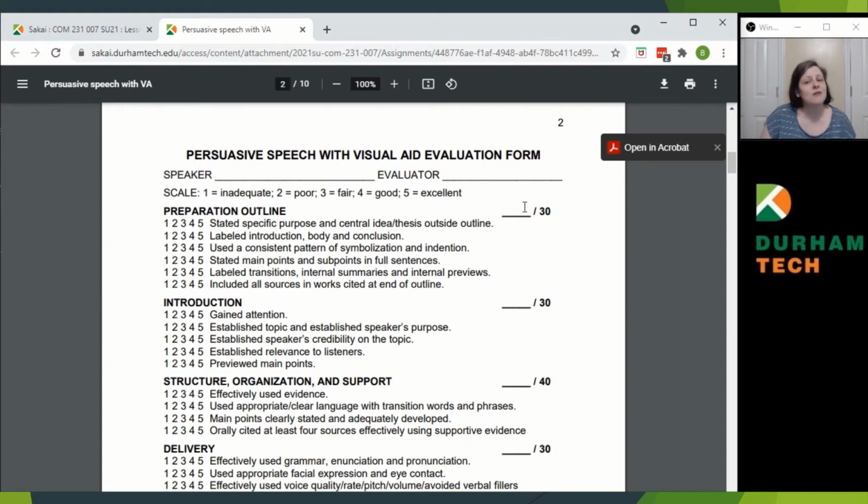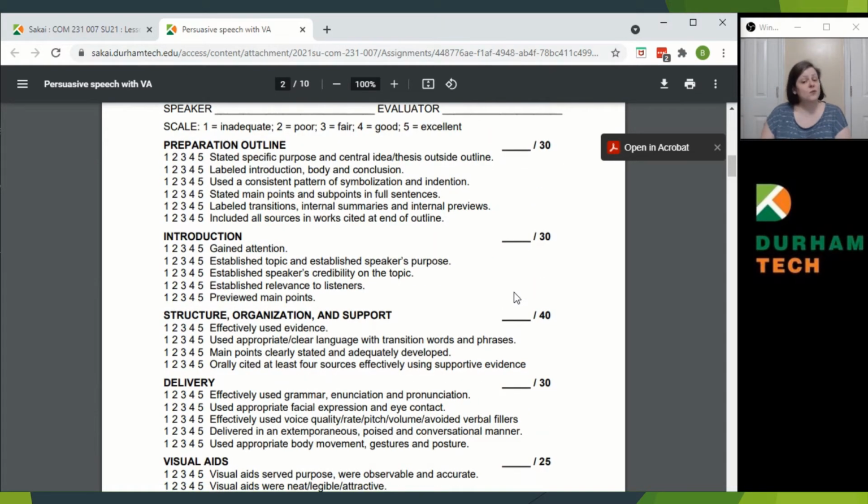The preparation outline is only worth 30 points this time. By now we're pretty far into the semester. You should have your preparation outline down pat. The introduction is 30 points. Structure, organization, and support is worth 40 points because we're persuading. There's more structure, organization, and support required. Delivery, we're ratcheting it up a little bit, 30 points.